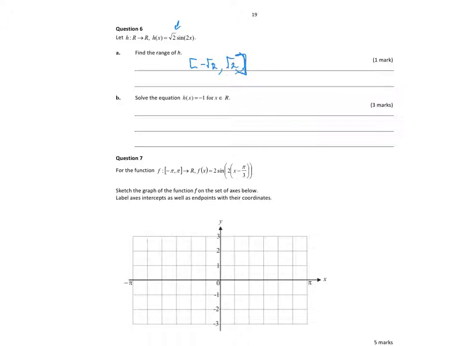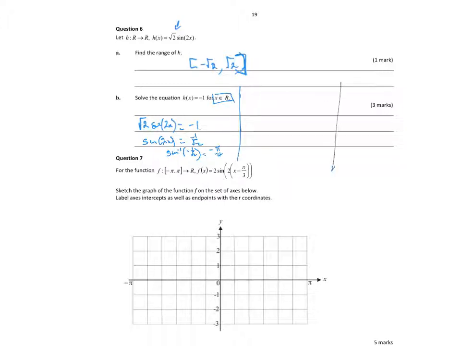Solve the equation h of x equal to negative 1. So we've got root 2 sine 2x equals negative 1. So we'll get sine 2x equals negative 1 on root 2. So the angle we're looking for is going to be negative pi on 4. Now, we're going to keep the negative sign in that answer because we're looking for x as an element of R. So we're looking for a general solution here.